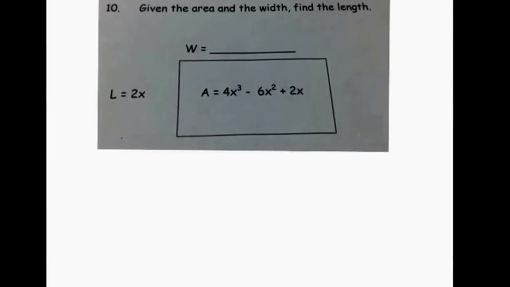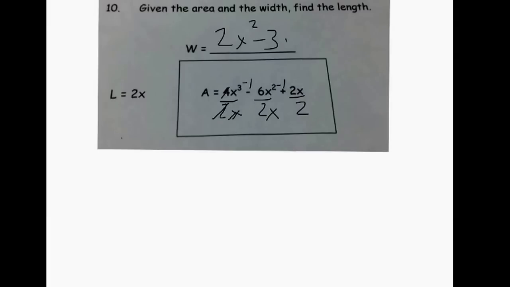Well, that's the same type of problem, except they give you the length and the area and the picture of it. So we're just going to divide out the 2x. 2 goes into 4 and leaves us with 2. X subtracts out and leaves us with x to the second. Here, negative 6 divided by 2 is negative 3.